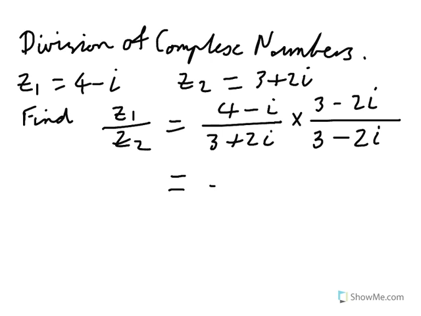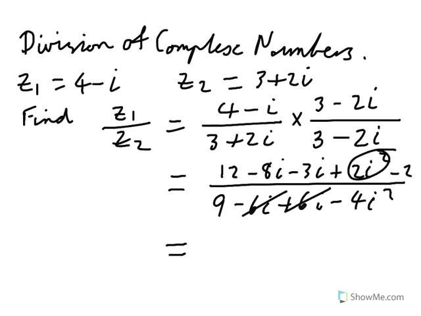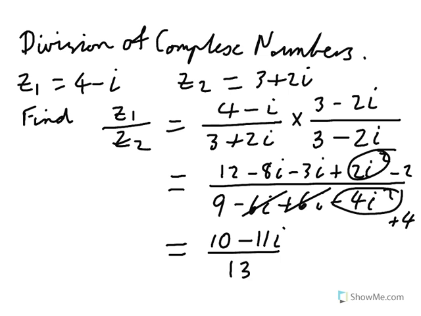That will then give us, on our numerator, 12 minus 8i minus 3i plus 2i squared. On the denominator, it will give us 9 minus 6i plus 6i minus 4i squared. The minus 6i and the plus 6i on the denominator, of course, cancel. On our numerator we end up with minus 2 for that, and in our denominator we end up with plus 4 for that. So we end up with 12 minus 2 is 10 on the top, minus 8 minus another 3 is minus 11i, and on the bottom, 9 plus 4 is 13 for our final answer.